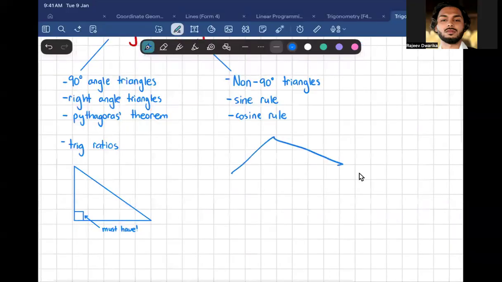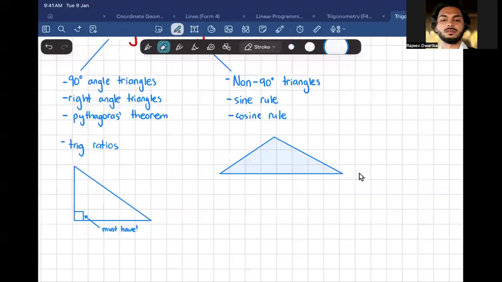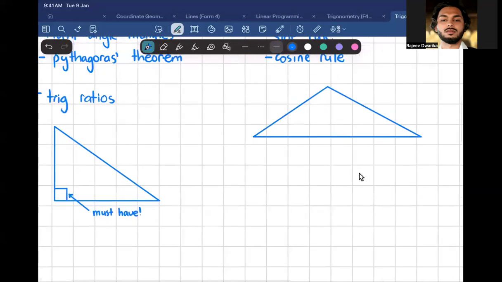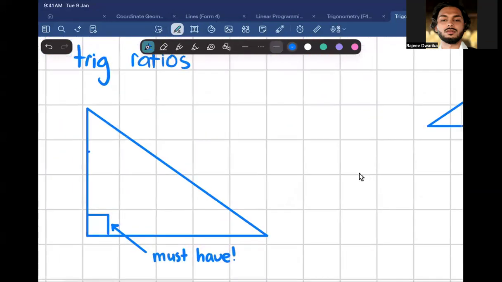This would be an example of a non-90-degree angle triangle. As you can see, there's no 90-degree angle in that. Let me just put in some angles quickly. I could say that this is probably 60 degrees.